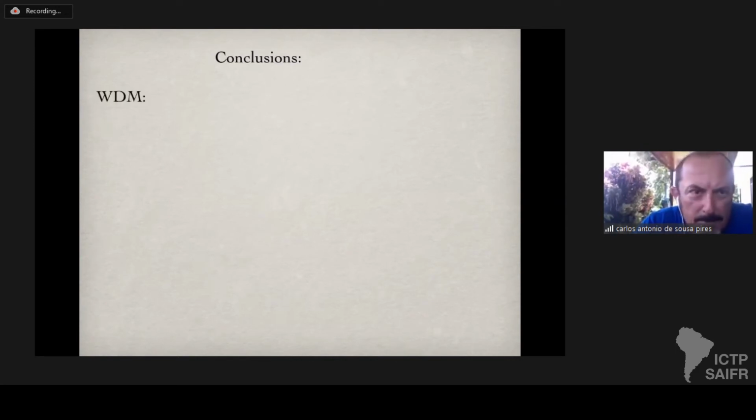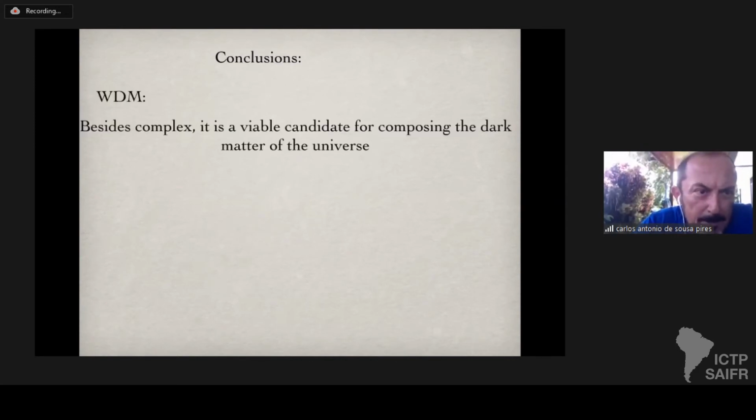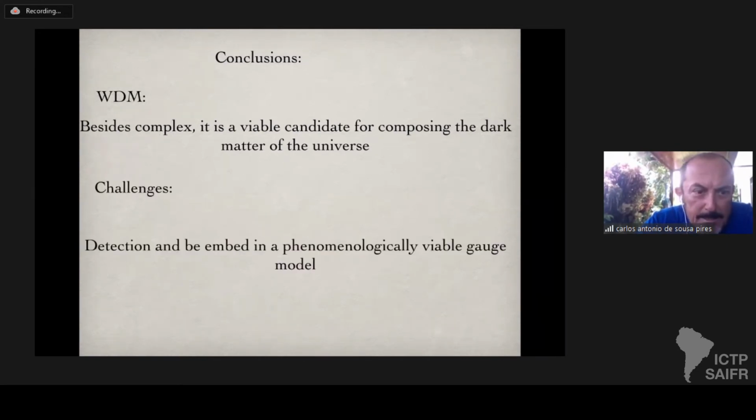So our conclusion is very simple. Warm dark matter, besides being much more complex than cold dark matter, is a viable candidate for composite dark matter of the universe. The models can produce dark matter in the correct abundance. But the challenge is detection, and embedding dark matter in a phenomenologically viable gauge theory is a challenge.